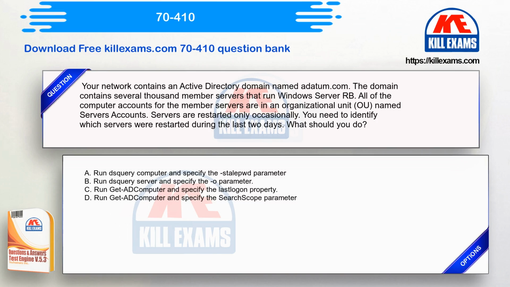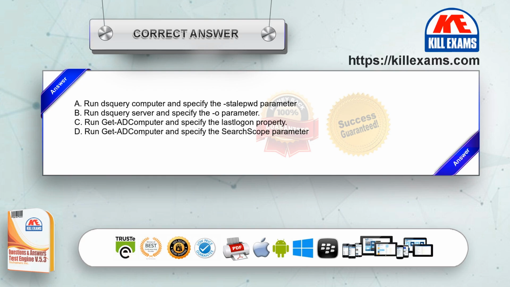What should you do? Option A. Run Query Computer and specify the stale parameter. Option B. Run Query Server and specify the O parameter. Option C. Run Get-ADComputer and specify the LastLogon property. Option D. Run Get-ADComputer and specify the SearchScope parameter. The correct answer is option C.